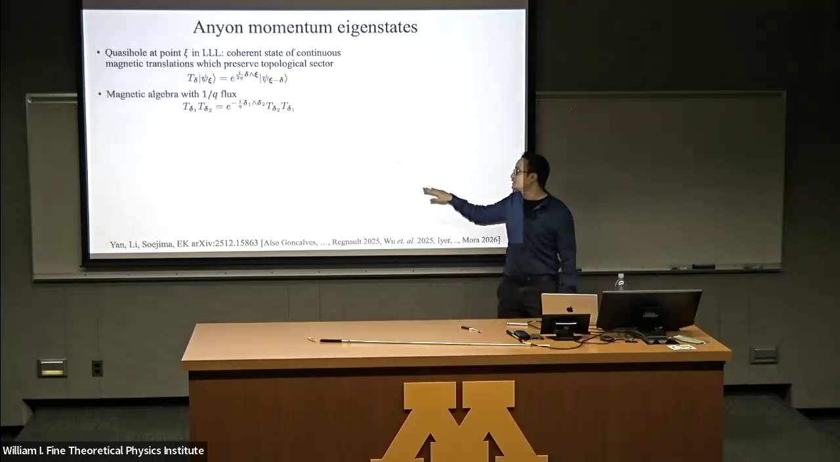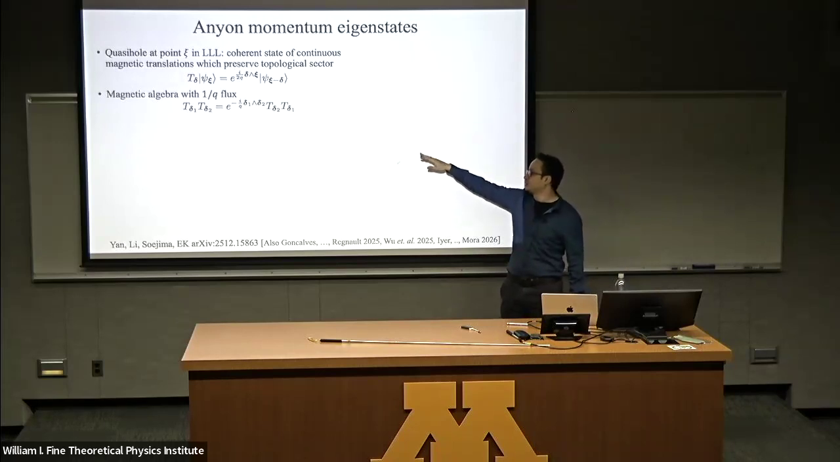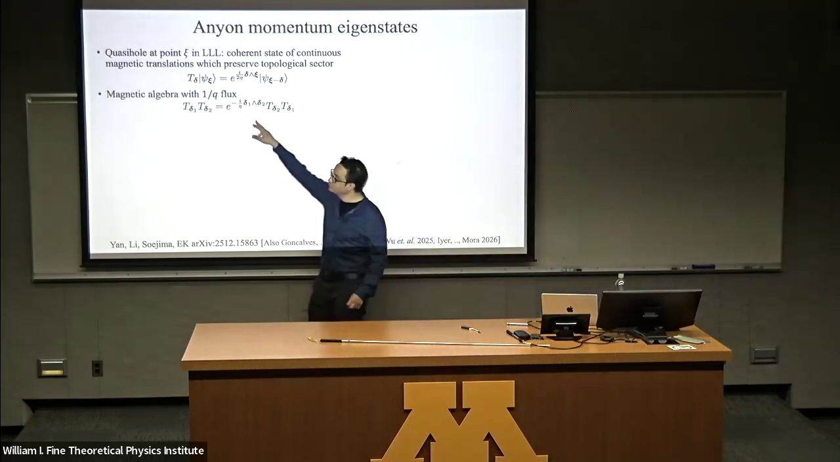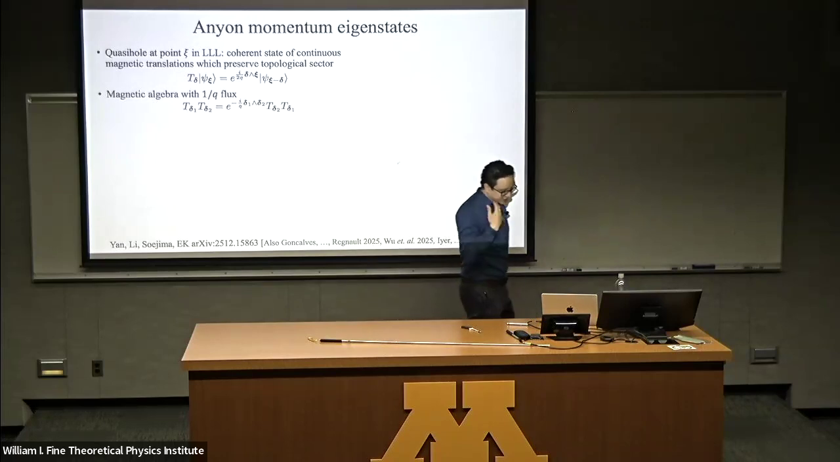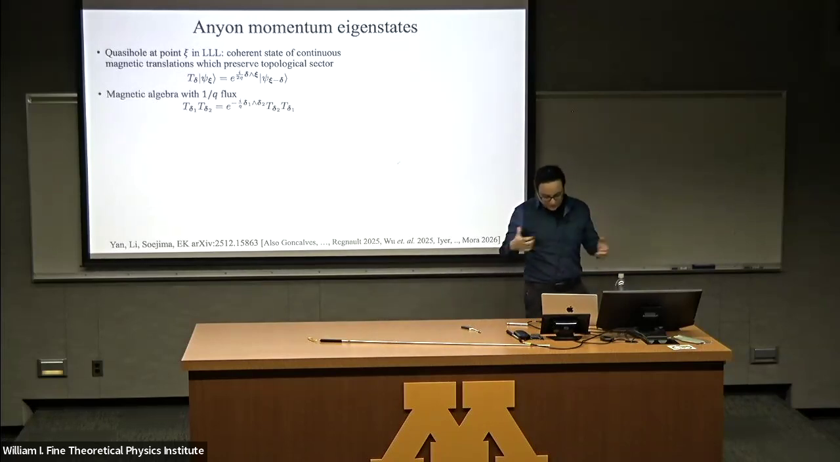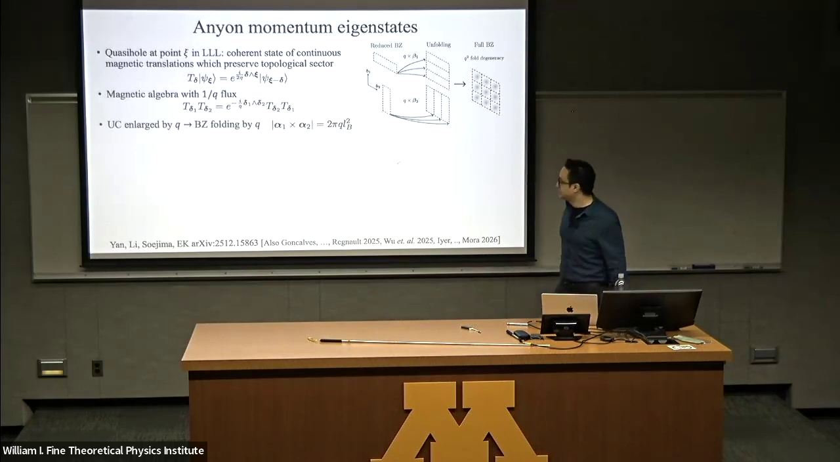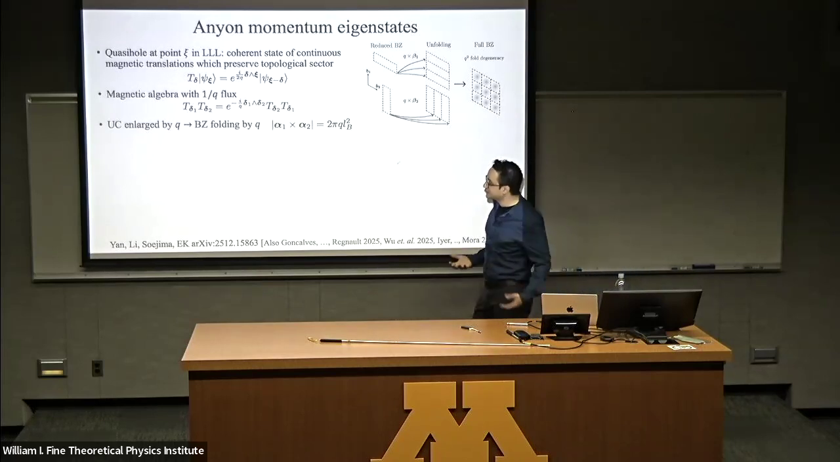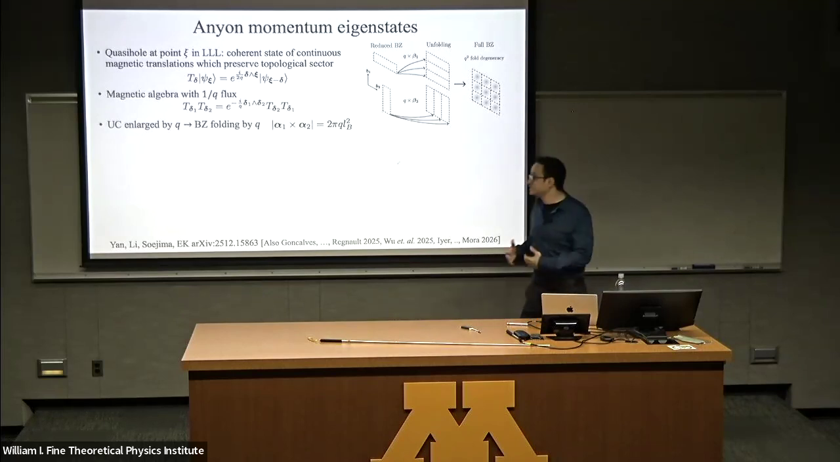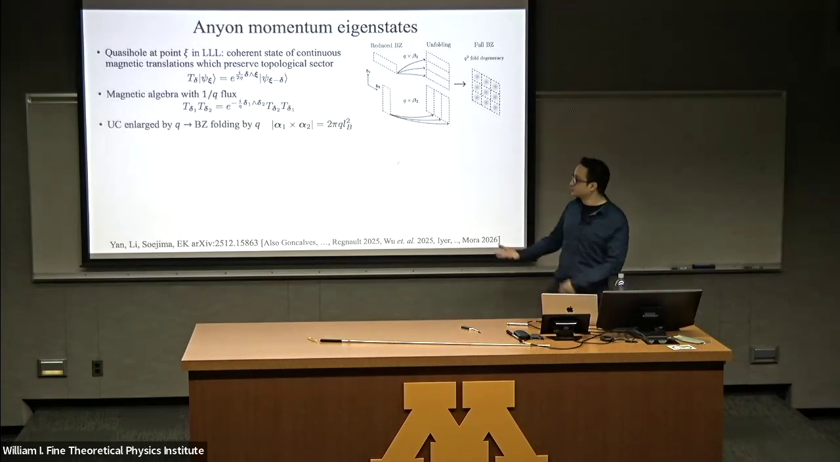But the important thing to notice is that the magnetic algebra has this factor of 1 over q, the fact that translation is fractionalized for anyons. And one consequence of this is that the unit cell for translations that commute has to be enlarged by a factor of q, or the Brillouin zone has to be folded by q.